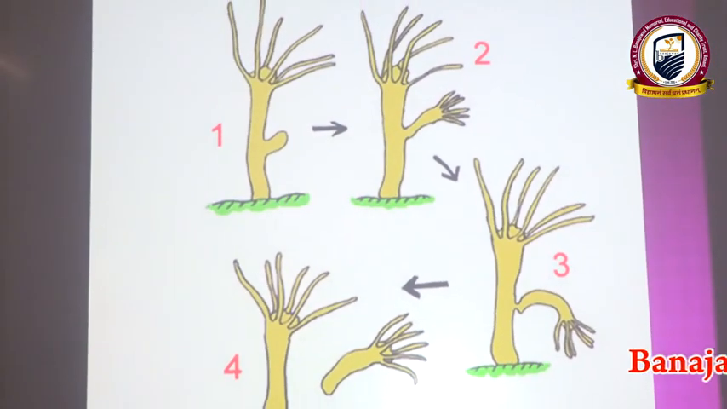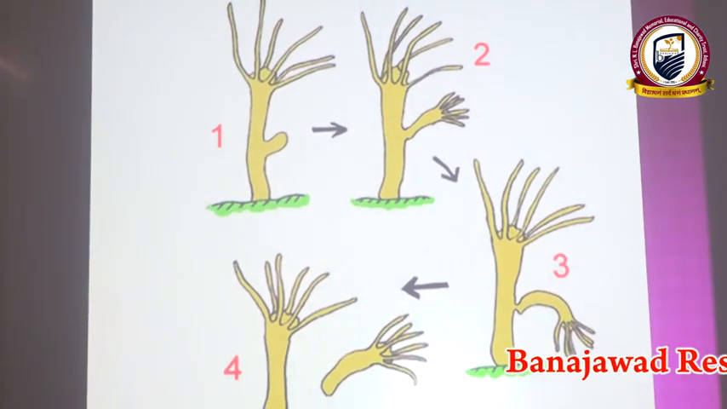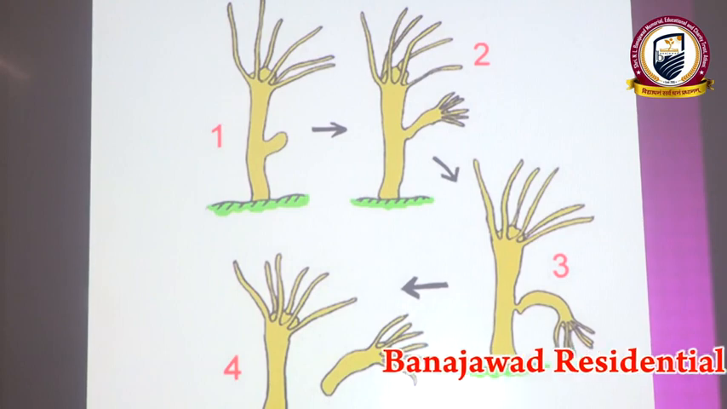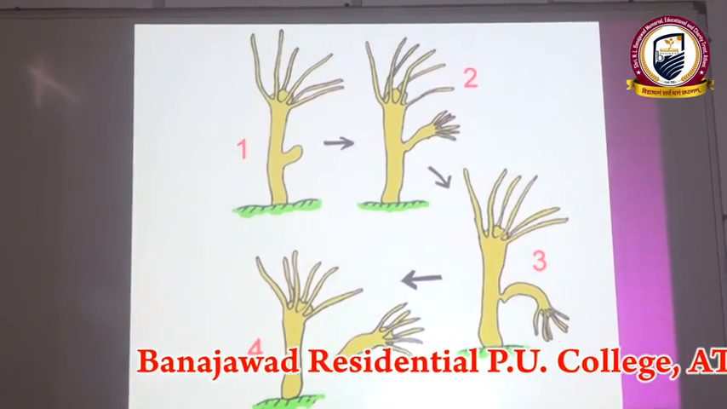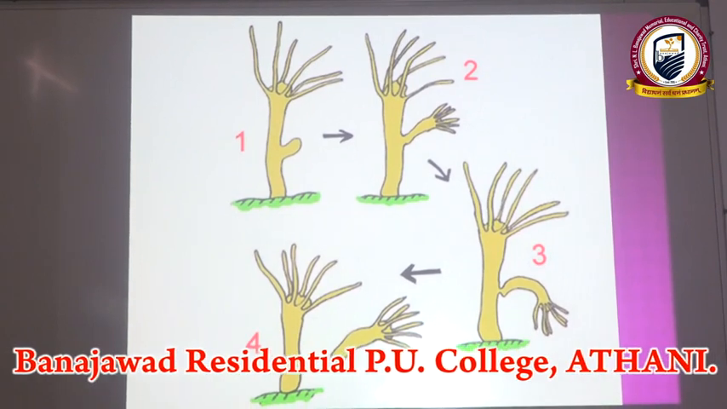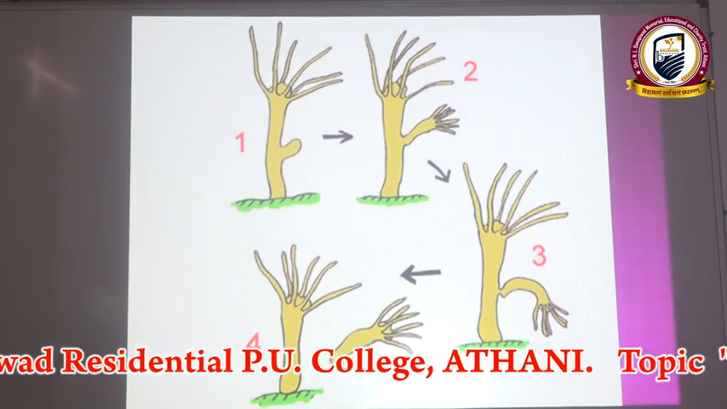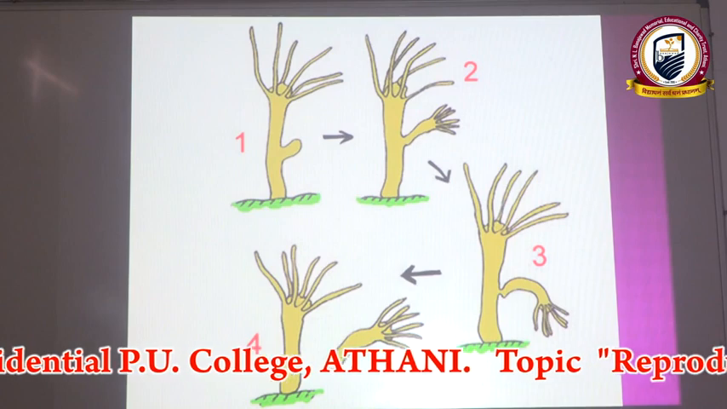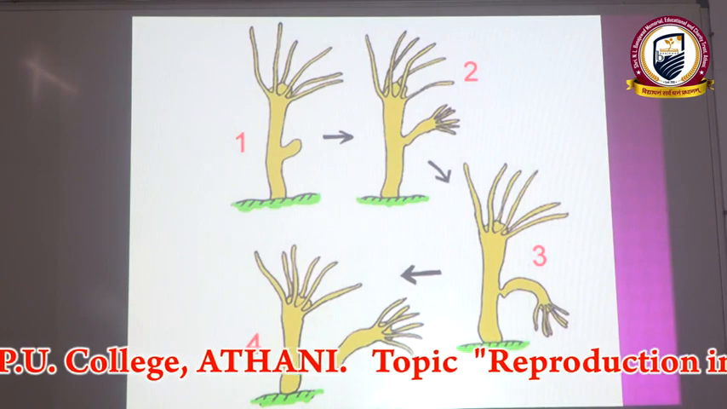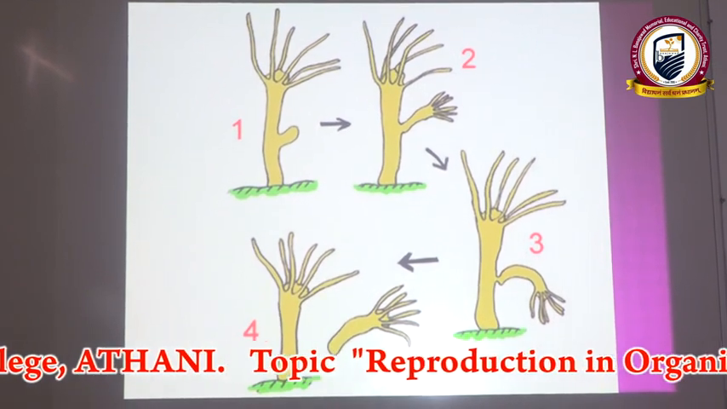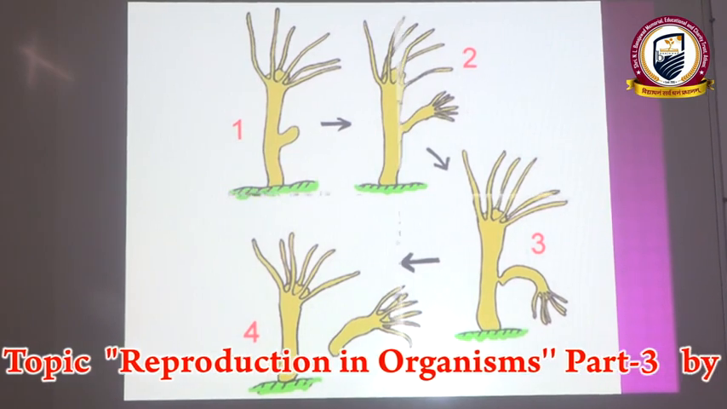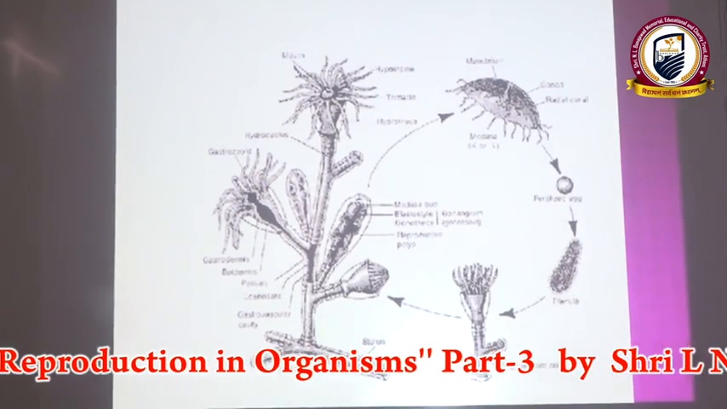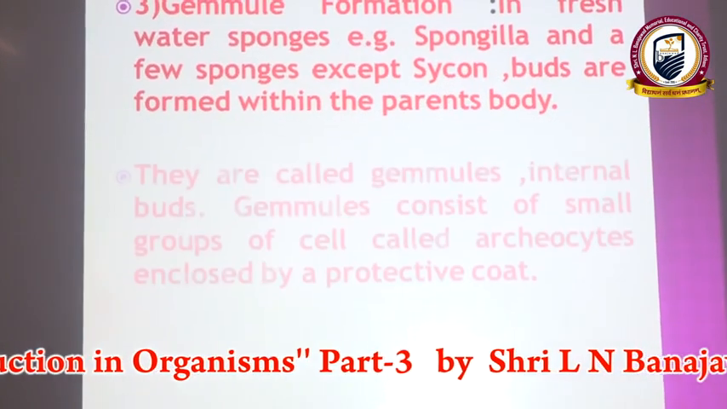Then this is the slide showing 4 steps. In the first step, a small protruding part is formed from the parental hydra, and later a bud is formed in the second stage. In the third stage, due to mechanical disturbance, it is detached from the parental body and finally it becomes a new young one. This is how budding takes place in the case of Obelia.